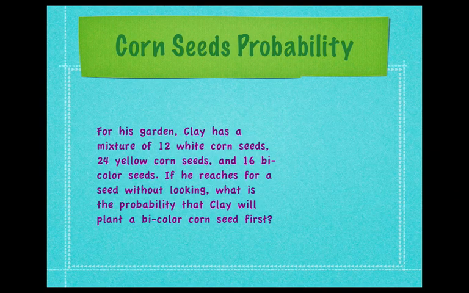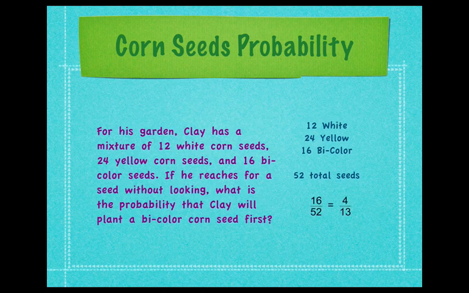Going back to the corn seed problem, remember we had these conditions, so we know we have 12 white ones, 24 yellow ones, 16 bicolor seeds, for a total of 52 seeds. There are 16 bicolor seeds, so the probability of choosing a bicolor is 16 out of 52, and always reduce, so it is 4 over 13.